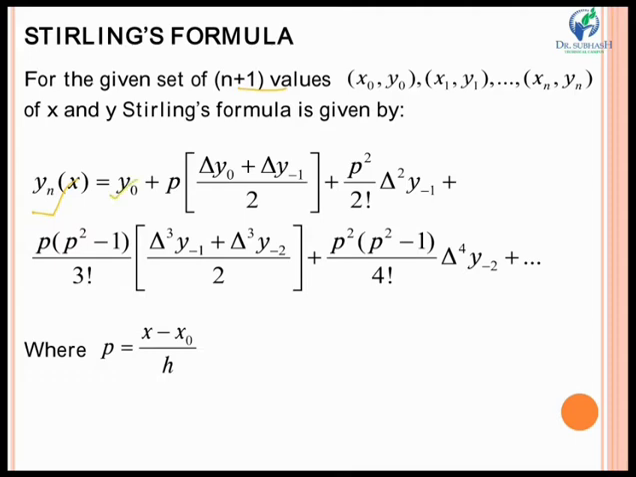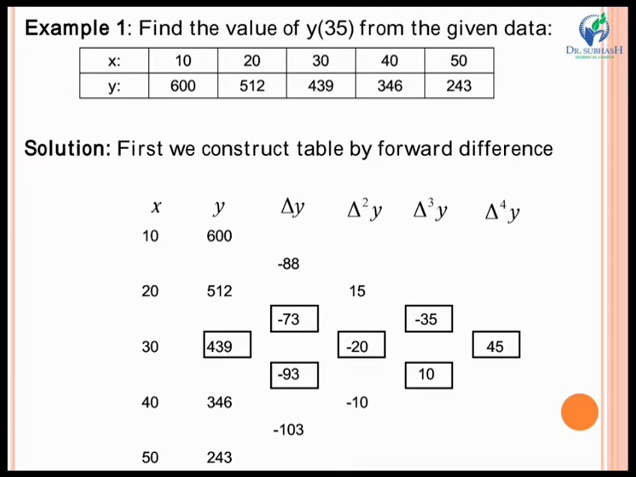y(x) equal to y0 plus p upon 1 factorial, you can say, (delta y0 plus delta y minus 1) upon 2, plus p square upon 2 factorial delta square y minus 1, plus p into (p square minus 1) upon 3 factorial, (delta cube y minus 1 plus delta cube y minus 2) divided by 2, plus p square into (p square minus 1) upon 4 factorial delta raised to 4 y minus 2, where p equal to (x minus x0) upon h.